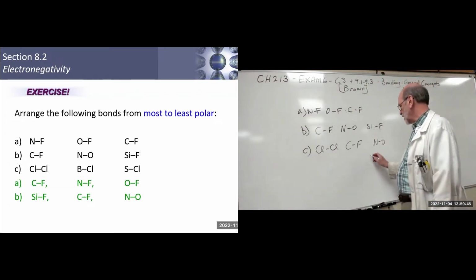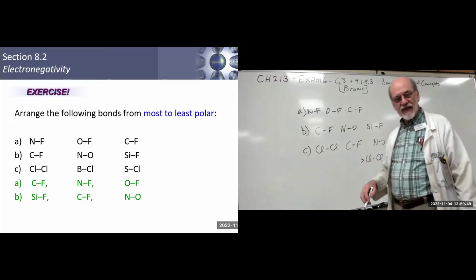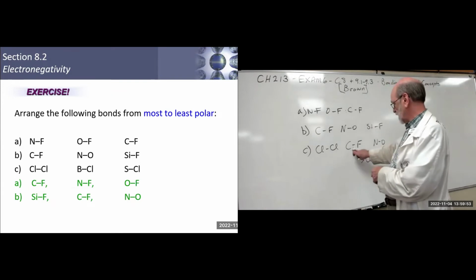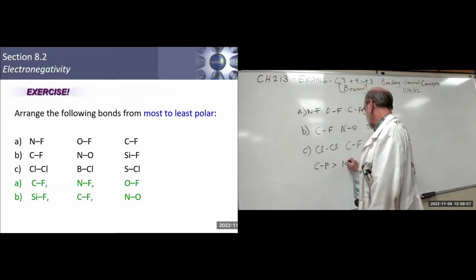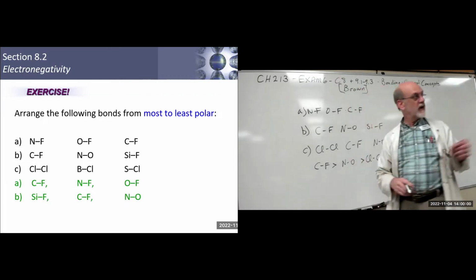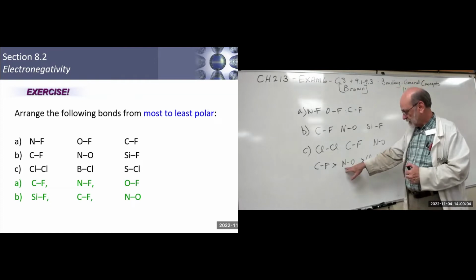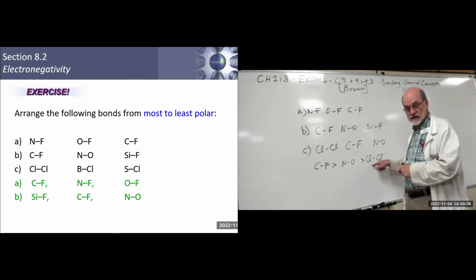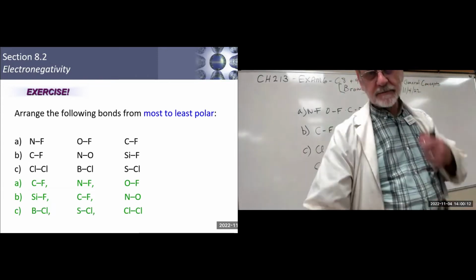The least polar would be this. And then the most polar would be the ones that are furthest apart, which would be carbon and fluorine. And then nitrogen and oxygen will go together because they're right next door to each other. But there's still differences in their electronegativities, whereas there are no differences here. That's why I put them in that arrangement.